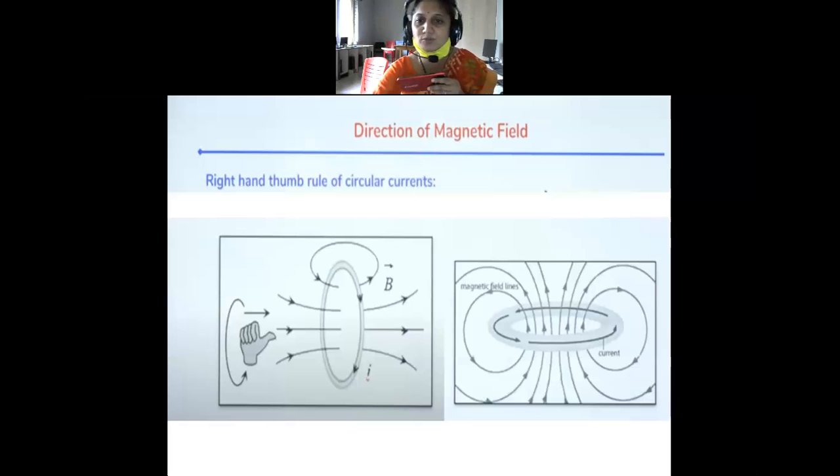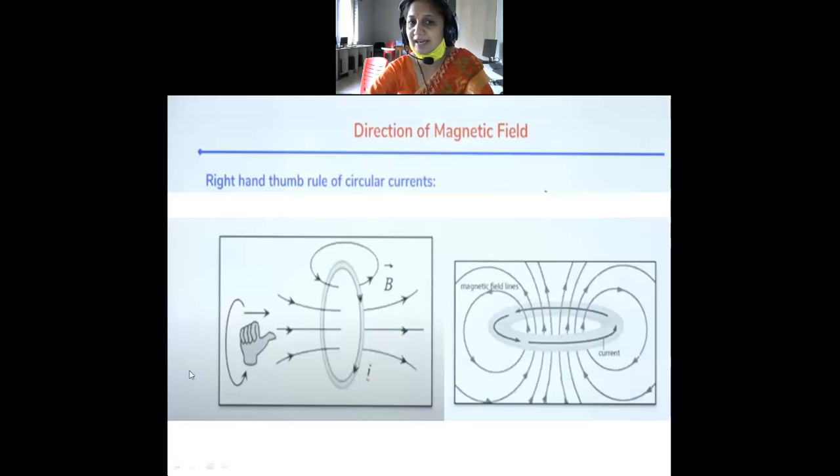You can observe here the current direction is this side. If the current direction is that side and you curve your fingers this way, you get the direction of the magnetic field lines. On this side it is anti-clockwise, and if you see the other side, it is clockwise. You can see the arrow mark moving this way, which is anti-clockwise. So here also you can apply the right hand thumb rule of a circular current.